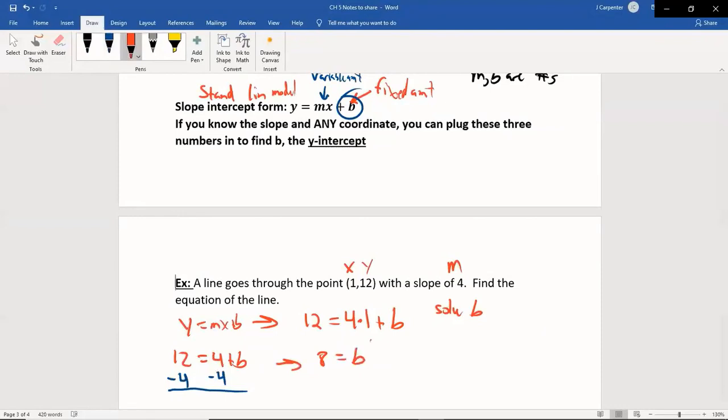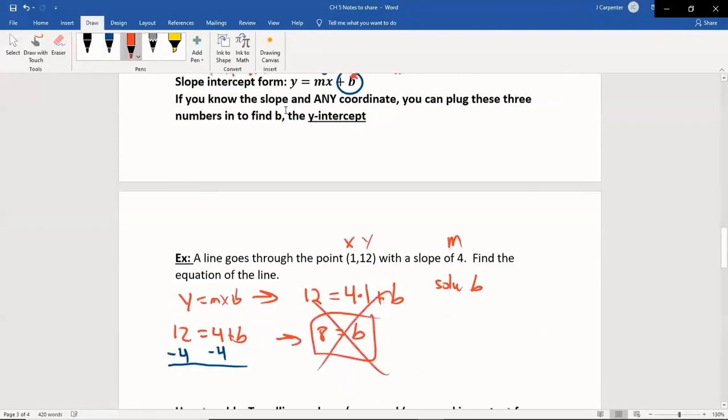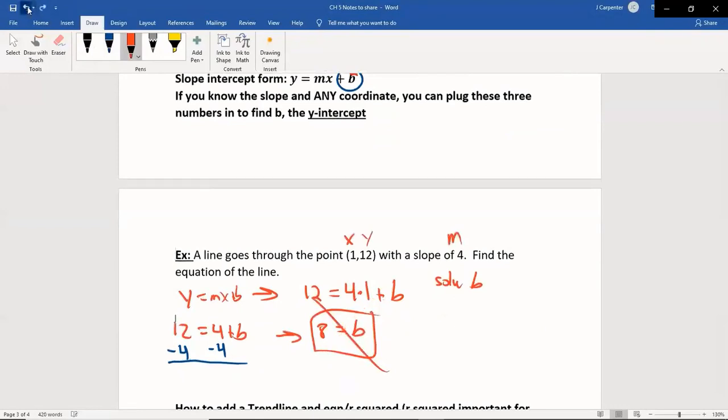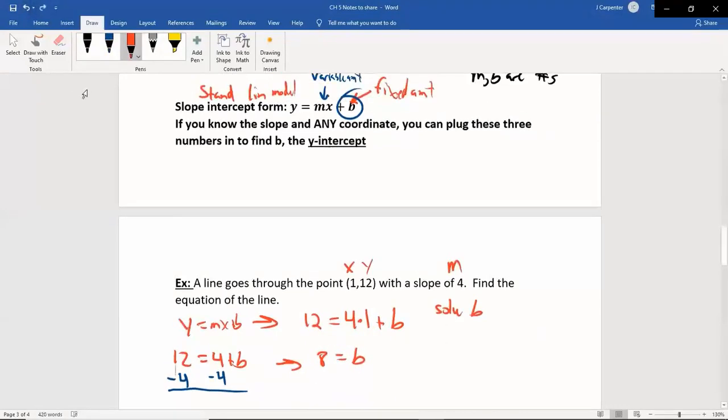This is not done. Some people will just box this up and ship this out, and then they get a big fat error, x, whatever. It is true that 8 is b, but it's not the answer. They said to write the equation of the line. We need to write something like this, but with numbers in place of the m and b, and we leave the y and the x alone.